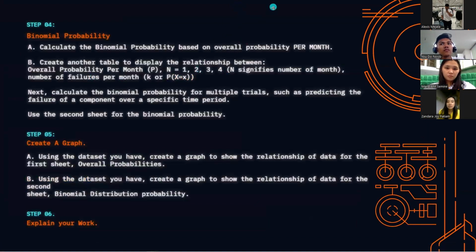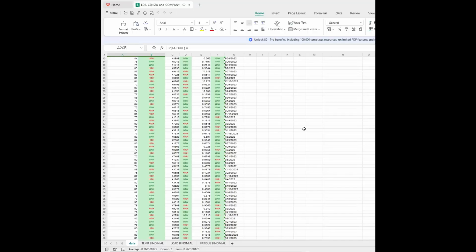Next, we calculate the binomial distribution per month, then we create the graph to better understand the relationship between data. This is the 2-year historical data laid out in Excel. The high value of each variable represents the data that is above the constants.